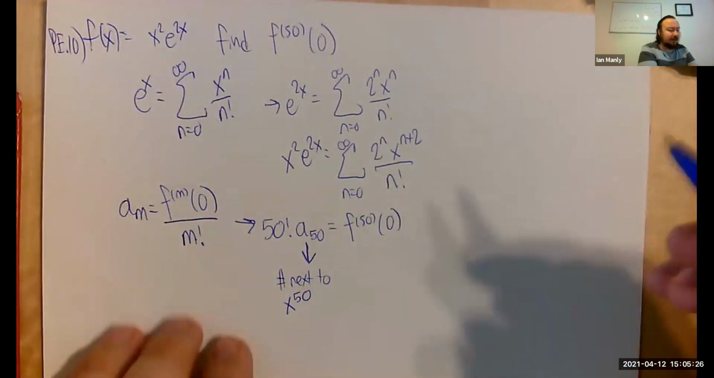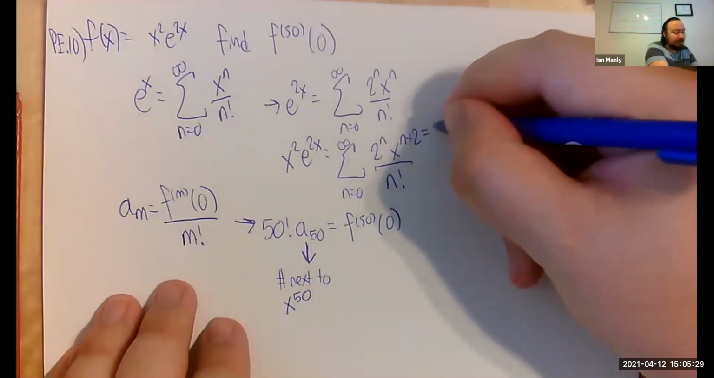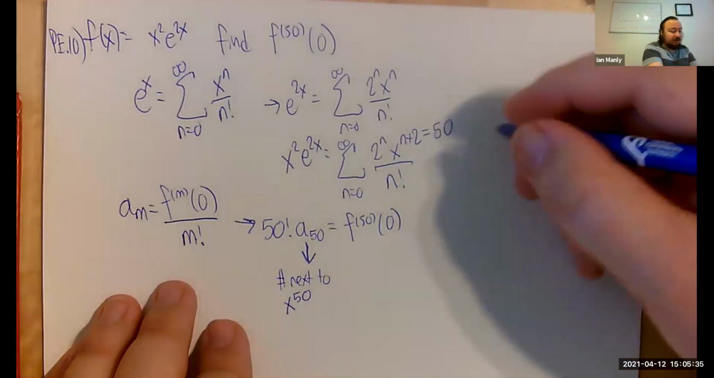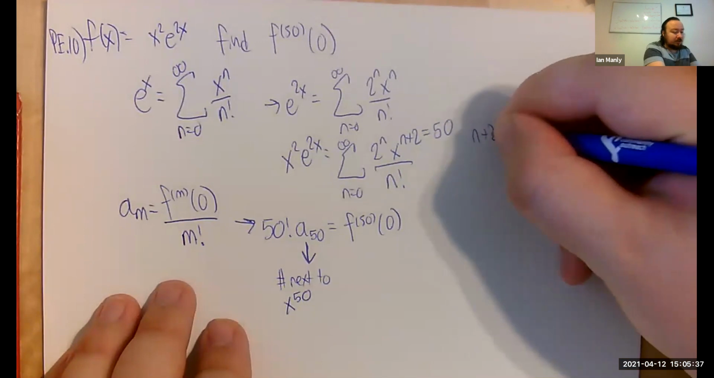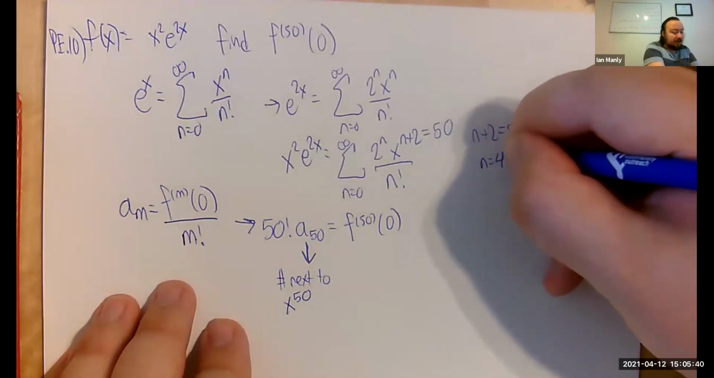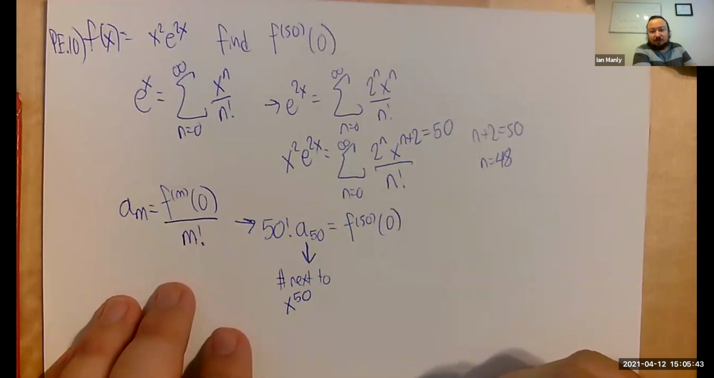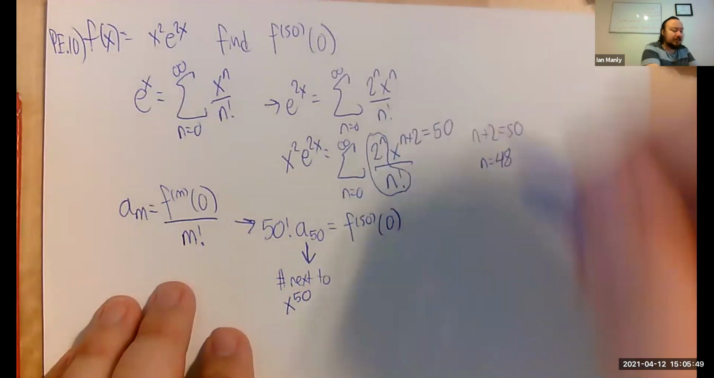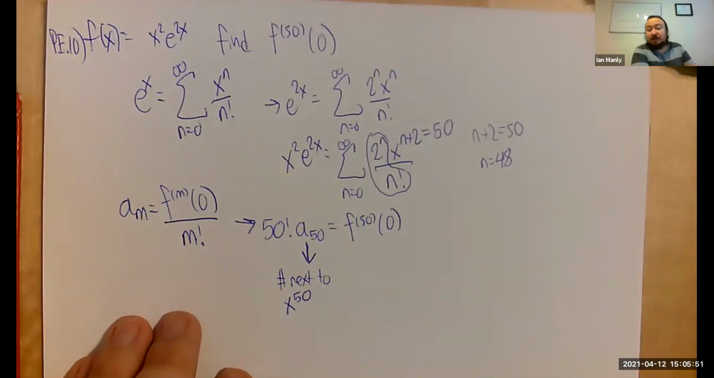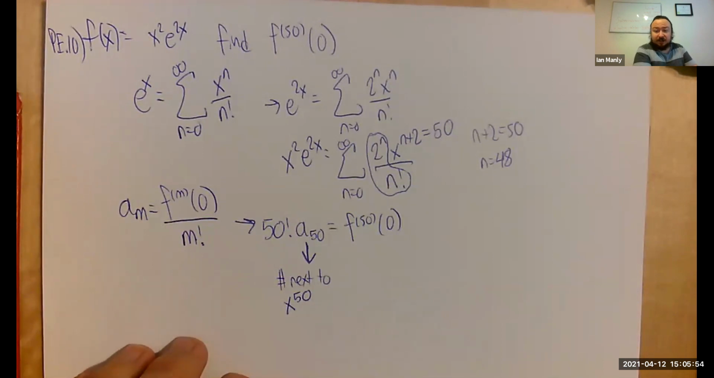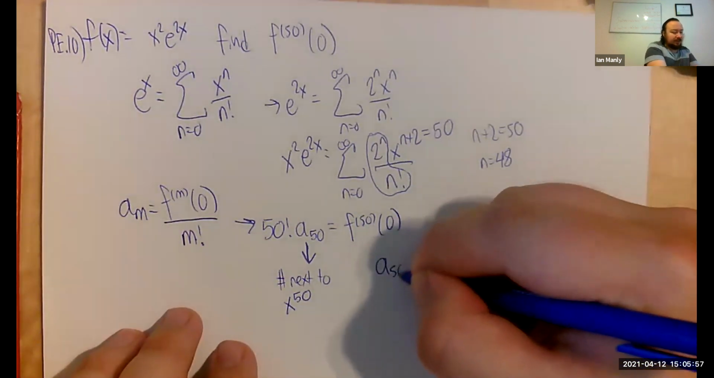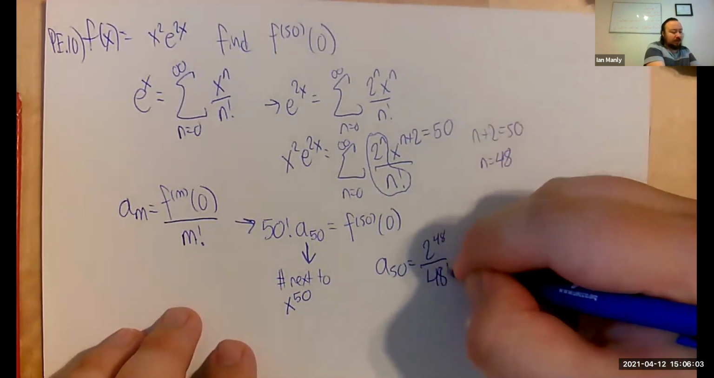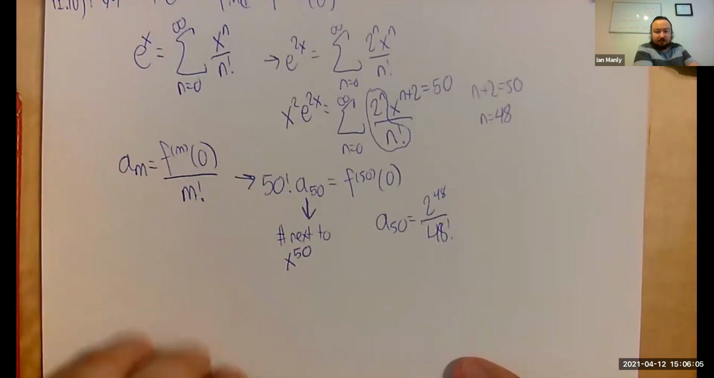And Sam has the right idea here. So what we're going to do is set this equal to 50 to see what n we're going to use. We have n plus 2 is 50. We subtract 2, and we have n equals 48. So we're going to plug 48 into the coefficient, the number next to our x to a power, and that will be a sub 50. So a sub 50 will be 2 to the 48, because our n is 48, over 48 factorial.